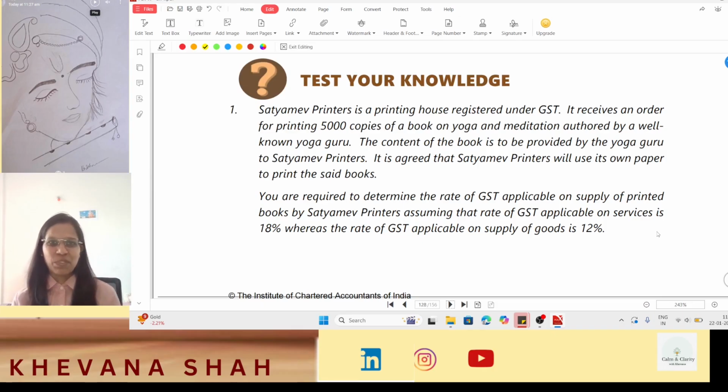Everyone, and welcome to our first chapter, Supply under GST. So what we are going to do is discuss all the question answers of Test Your Knowledge directly from the module. Hope you have a good learning session.